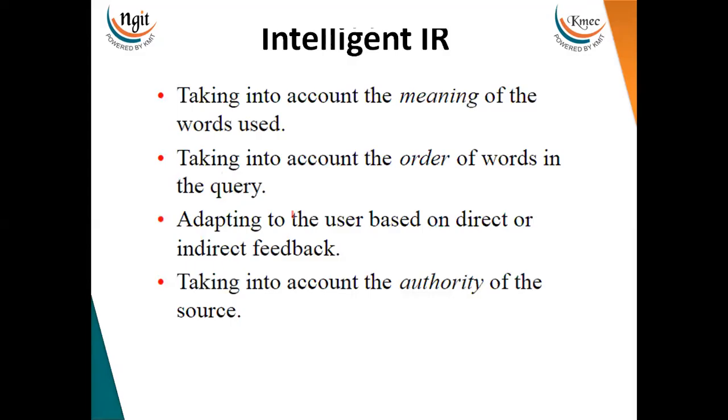Now, what do you mean by a smart information retrieval system? That is an intelligent information retrieval system. It should be capable of interpreting the words in your query correctly, meaning a correct meaning should be interpreted. It should follow the order of the words, and it should be able to adapt to the direct or indirect feedback of the user. And it should judge how relevant your document is, whether it is a correct source of information or not, meaning how authoritative your document is. Your information retrieval system should be capable of finding that also.